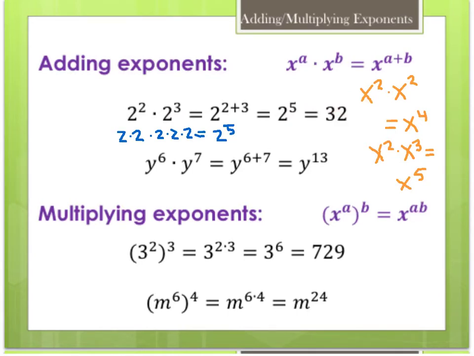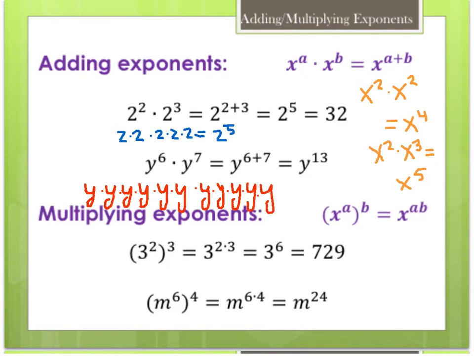Same thing down here. If I have 6 y's, so 1, 2, 3, 4, 5, 6, and 7 y's, 1, 2, 3, 4, 5, 6, 7. Counting those up, what do I get? I get 1, 2, 3, 4, 5, 6, 7, 8, 9, 10, 11, 12, 13 y's. So that's y to the 13th. I have 13 y's. Well, look, if I just do 6 plus 7, I get 13. So I can cut out that middle step there.